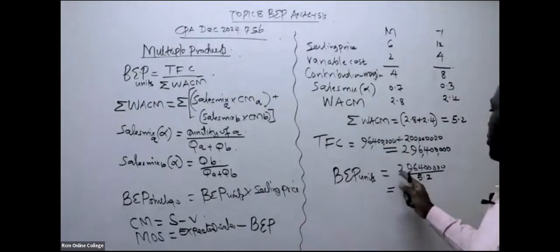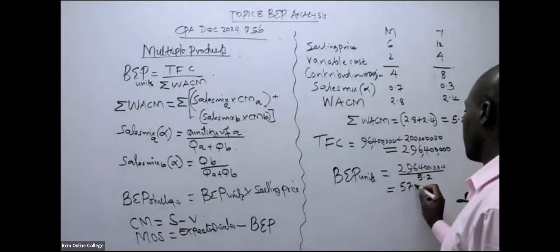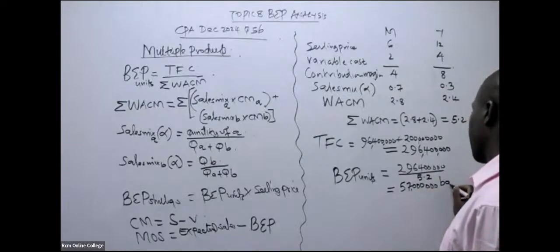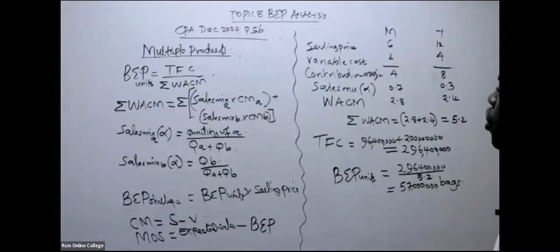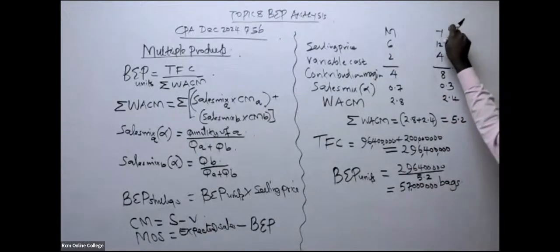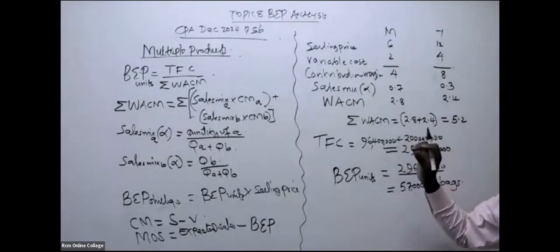Great. So now let's come to this part. Our break-even point in units is 57 what? 57 million bags. That's our break-even point in units. Are we able to know the exact quantity for M and exact quantity for Y? And I want us to go ahead and compare. Will it give us a profit of 0?